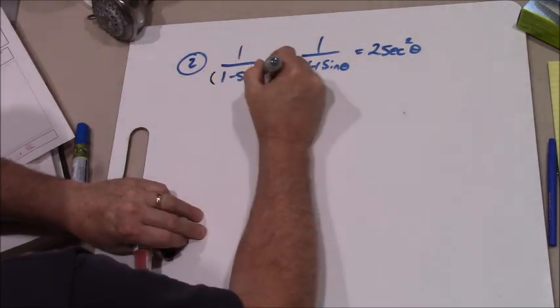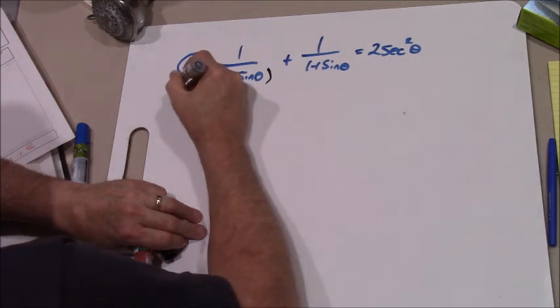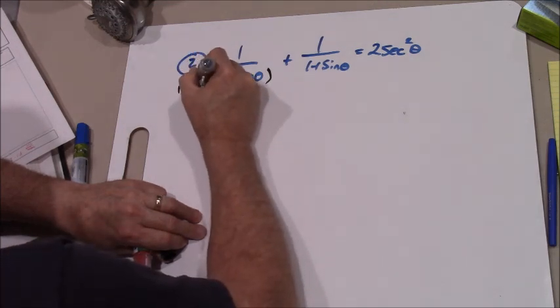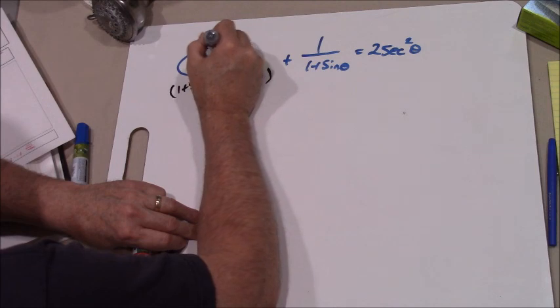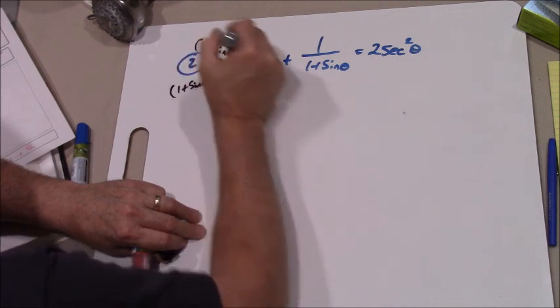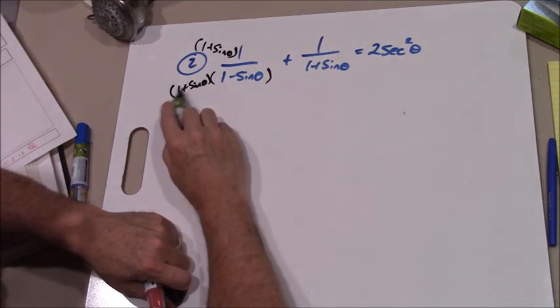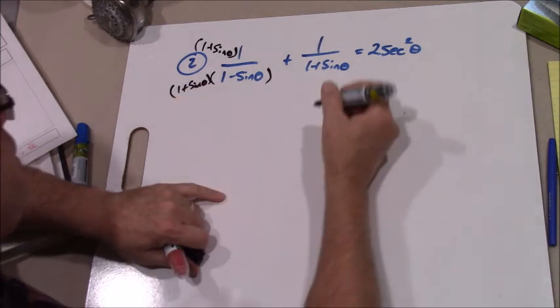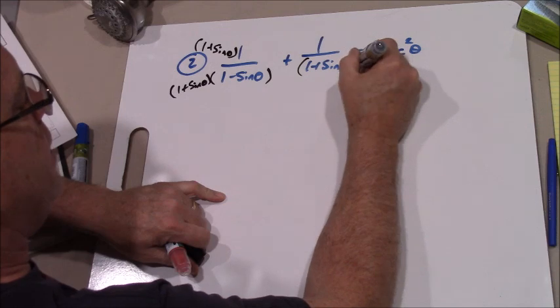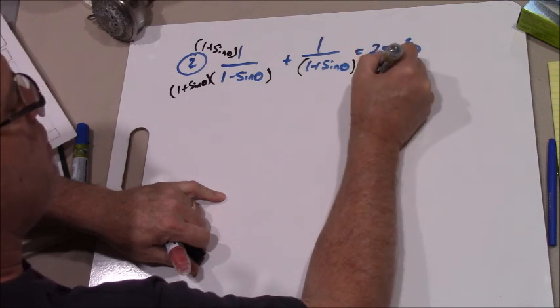Over here I'm going to multiply top and bottom by 1 plus a sine theta. So 1 plus sine theta. Make sure you include the angles in there. Okay? Don't just write 1 plus sine, we want to put the angle in there. And then this side I'm going to multiply top and bottom by 1 minus sine theta.